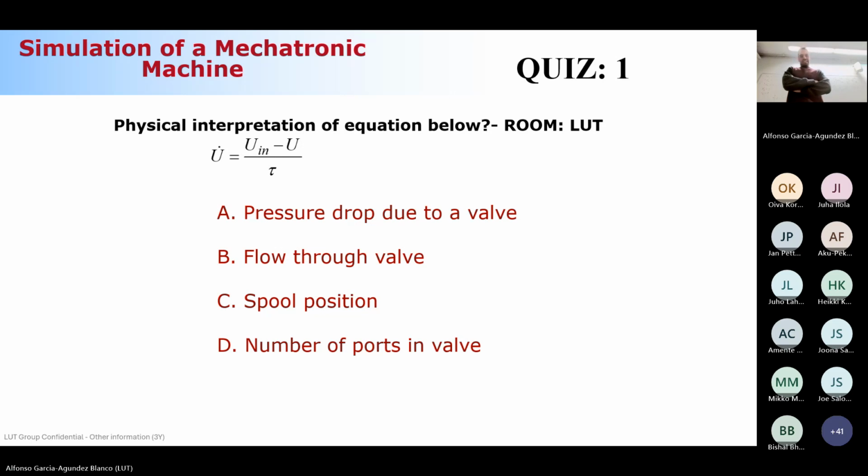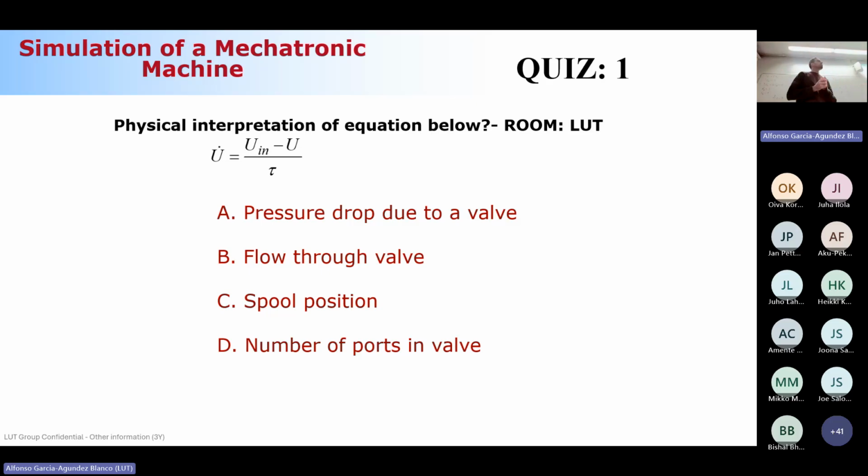So the first option is the pressure drop due to the valve, the flow through the valve, the spool position, and finally the number of ports in the valve. Let's give 1 minute and we continue. Yes, you have it? All of you in this sector? Yes, perfect. So what is the correct answer?